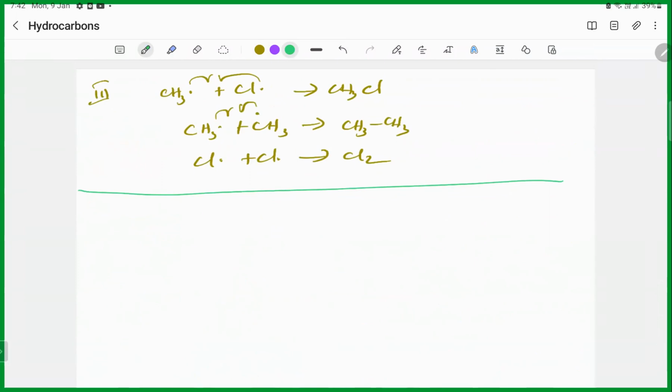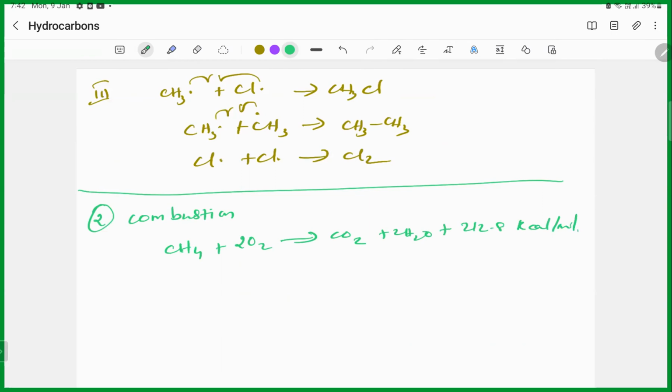Next, combustion. How will combustion occur? When you treat methane in the presence of oxygen, it will become carbon dioxide plus water plus 212.8 kilocalorie per mole. So this is the general combustion for any alkane. Incomplete combustion of alkane results in the formation of carbon black, which is used in the manufacture of ink, printer ink, black pigment, and as a filter.